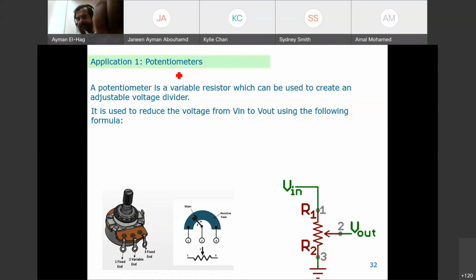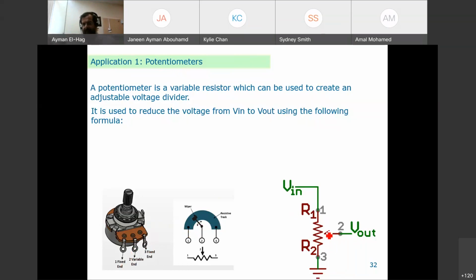Basically, there is a knob that rotates, and there are three terminals, as you can see here: terminals 1, 2, and 3, and this is something that you can rotate around. This is how it looks inside. There is a sliding wiper that goes here. These are the three terminals: two fixed ends and one variable end. So this is 1, 2, and 3.